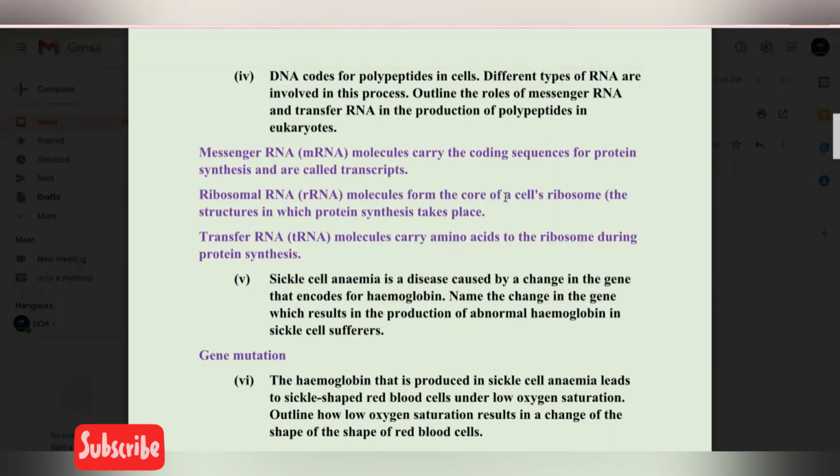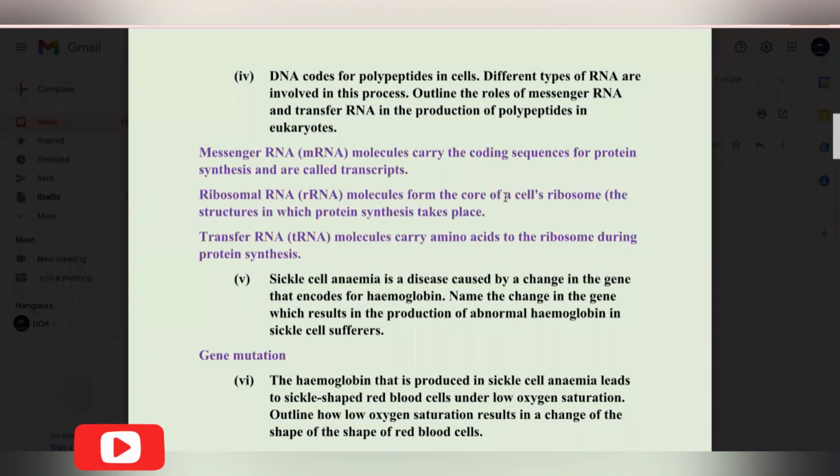Moving on to part 4, DNA codes for polypeptides in cells. Different types of RNA are involved in this process. Outline the roles of messenger RNA and transfer RNA in the production of polypeptides in eukaryotes. First thing you should be asking yourselves, what is RNA? RNA, abbreviated for ribonucleic acid, is a single-strand nucleic acid.